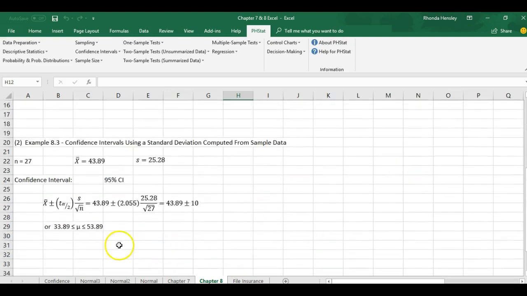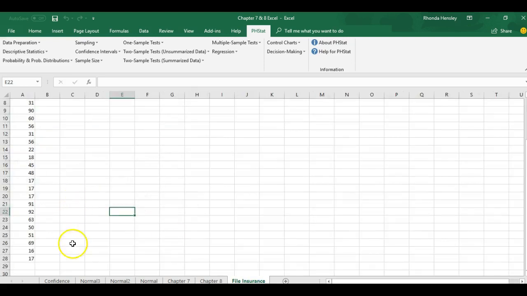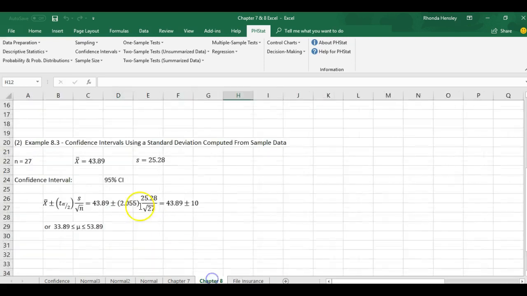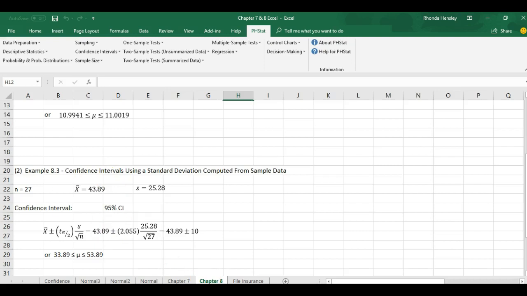If you do it computed from sample data, I think this is the file here, insurance. I'm pretty sure that's it. They gave you a file in the book called insurance, and you can do it directly with PHStat from there, but I've already looked at it. If you have the data already given, again, you go through the same thing. The difference being that you'll see down here where we had a z-score for alpha divided by 2, here we've got a t-score for alpha divided by 2.